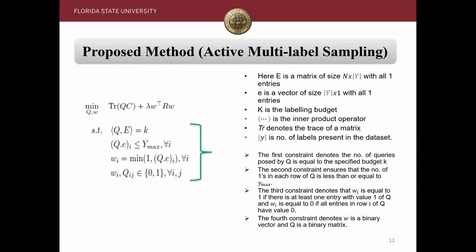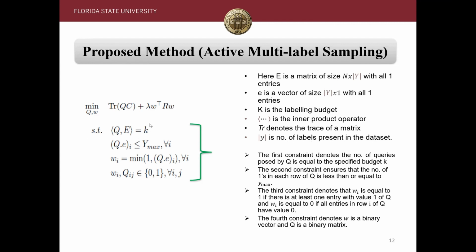So here we can see the few constraints that are associated with the method. Here, E is a matrix of size n cross y, where n is the number of samples present and y is the number of labels, with all 1 entries. The small e is a vector of size y cross 1 with all 1 entries, and k is the labeling budget. This is the inner product operator. Tr denotes the trace of a matrix, and y is the number of labels present in the dataset.